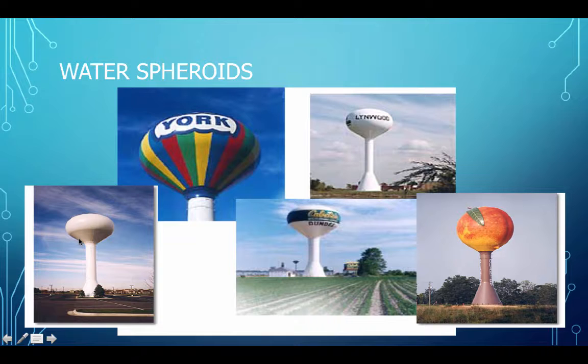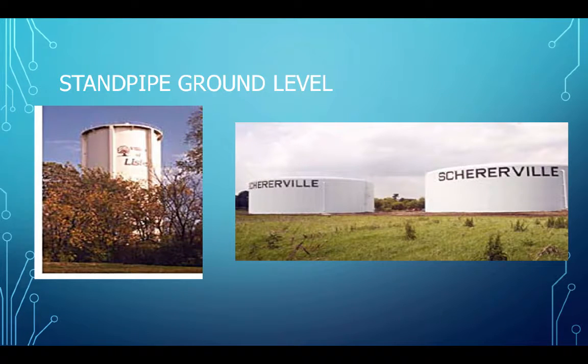Here are some water spheroids of different, they all pretty much have the same shape. This one's got a big peach on it, so that must be somewhere in Georgia, I bet. Here's one at a Cabela's. And then here's a ground level standpipe. So this is a fairly tall tank. And these, I would call these surface reservoirs. I guess they sort of meet standpipe, but you've seen these all over the countryside.